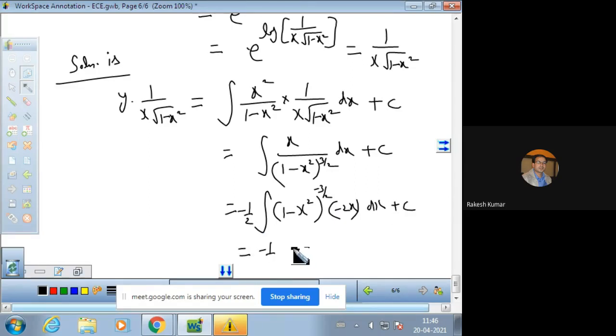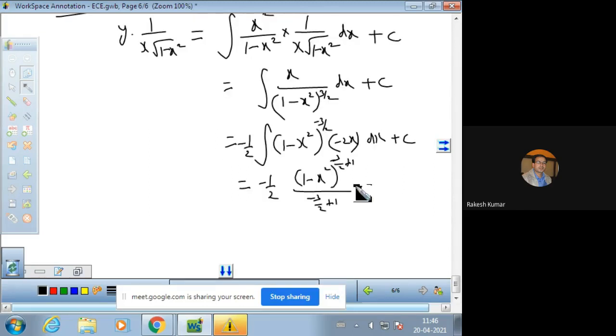So minus 1 by 2 and 1 minus x square raised to power minus 3 by 2 plus 1. This is the integration method, and divide by the same power. So plus a constant of integration.